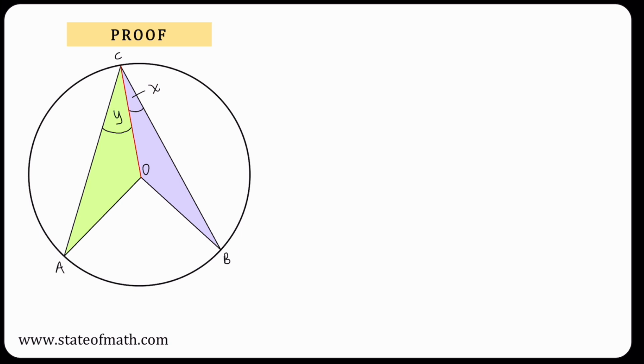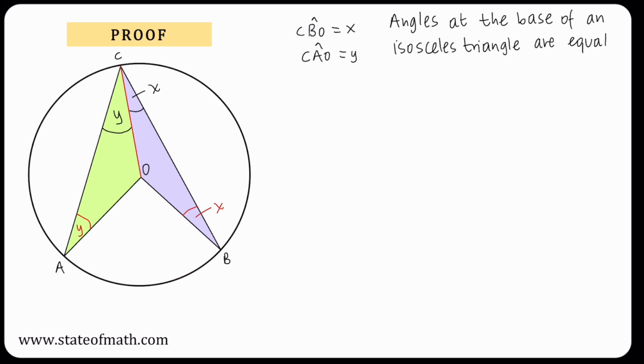So we start by noticing that the angle CBO over here, CBO is also x. The reason is that we've got angles at the base of an isosceles triangle, and similarly the angle CAO is also y. Because we're constructing a proof, we need to provide reasons. So we've got that CBO is also x and CAO is y. And the reason is that angles at the base of an isosceles triangle are equal.